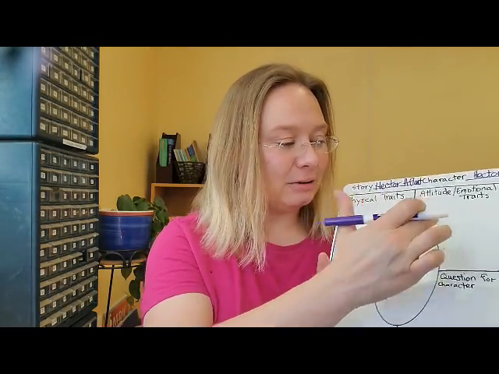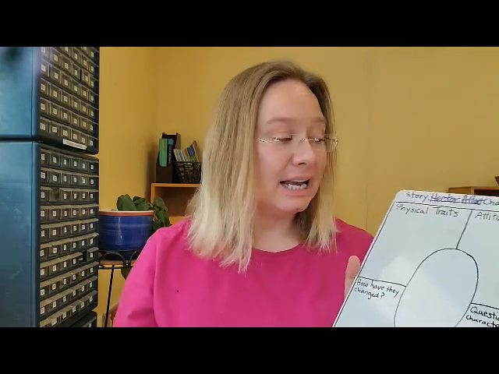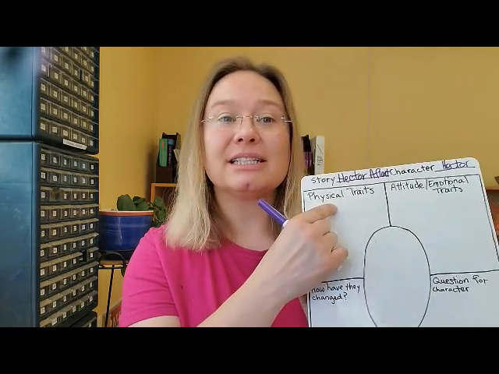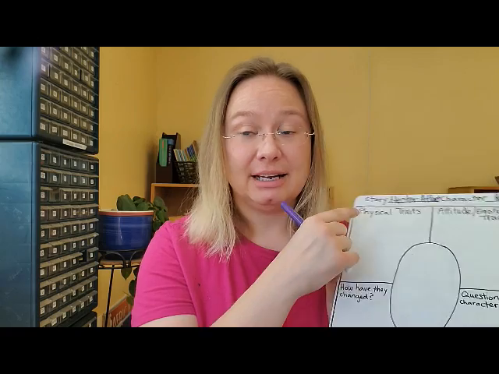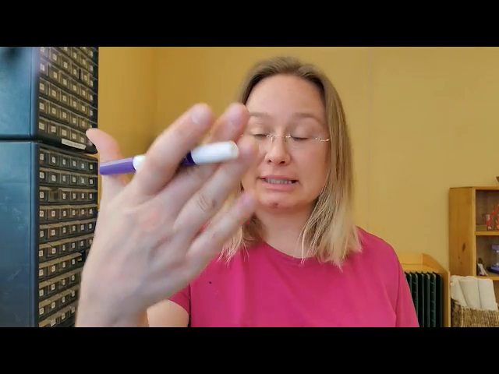And then around the outside, you're going to add some words. And this first one up here says physical traits. So physical traits, that's what does your character look like? What would we see if all of a sudden your character was real and was right in front of you? How would you know it was your character?